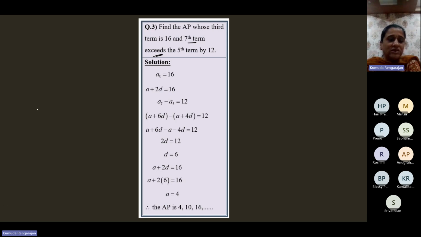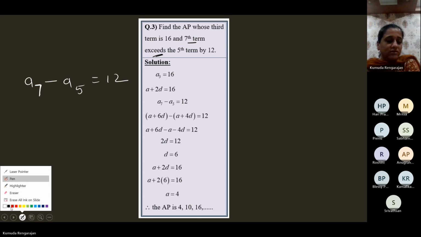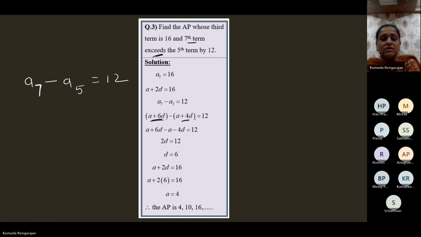So how do you write this as an equation? The seventh term is bigger than the fifth term by 12, so the difference between these two terms is 12. That's what we understand from this information. So A7 minus A5 is equal to 12. So A7 is A plus 6D. A5 is A plus 4D, and the difference is 12.